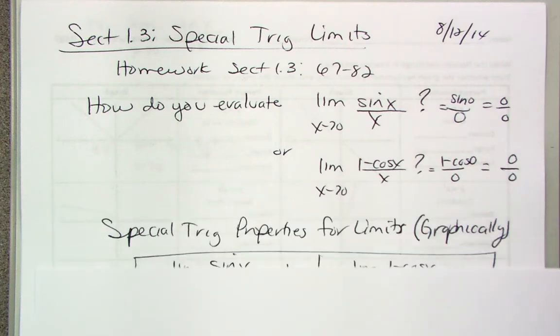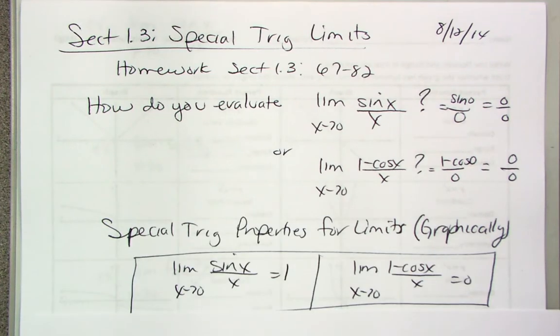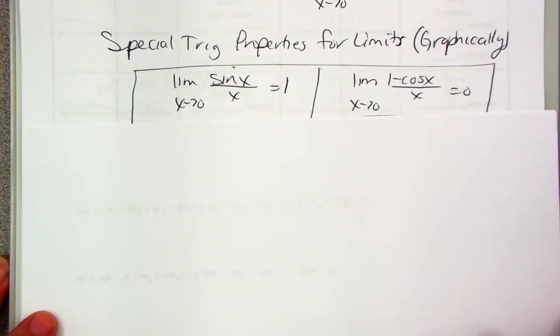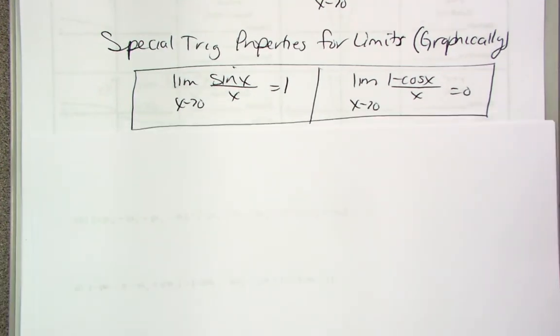So let's go get our special trig properties. Our special trig properties for limits are the limit of sine of x over x as x approaches 0, no other value than 0, then it's equal to 1. The limit of 1 minus cosine of x over x as x approaches 0 is 0. And both of these can be discovered graphically. You can graphically find the limit being 1 and 0. And I will show that to you tomorrow in class.